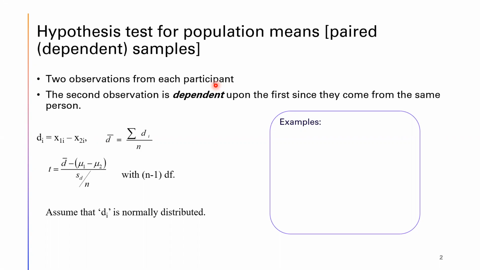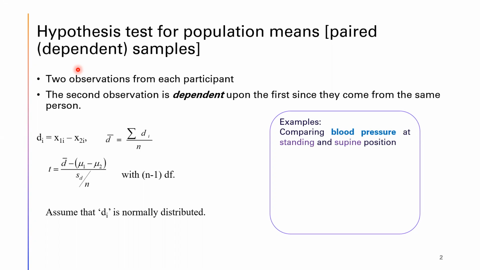Here the before observation and the after observation are paired because we are obtaining paired observations from a single participant. This is why it is called the paired sample t-test. Another reason for the dependent sample is that the after observation depends on the before observation. That is why we call them dependent samples.